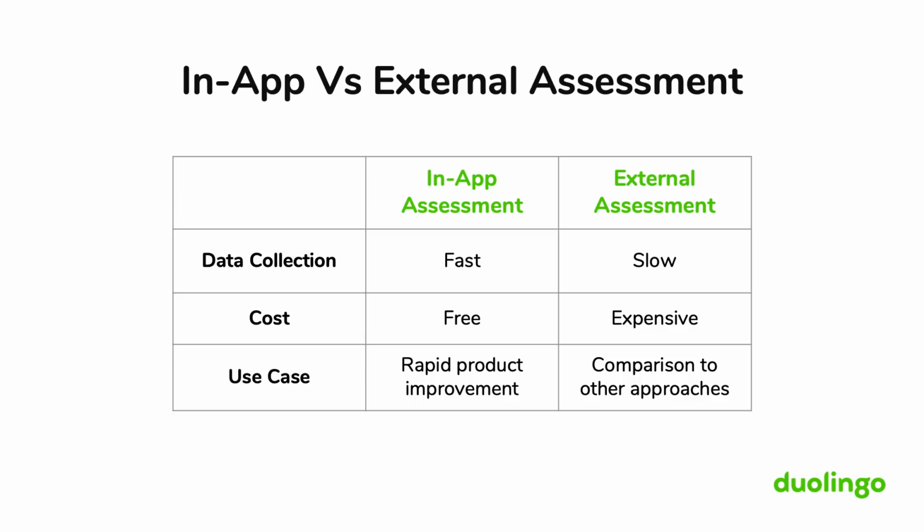So now we've talked about these 2 different approaches to assessment. In-app assessment, which is fast and free for us to do because we can just use the data that we're already collecting. And we tend to use in-app assessment for rapid product improvement, so finding ways that we can make the product and our content better. External assessment is slower. It's quite expensive because we tend to pay our participants, but it allows us to compare Duolingo to other approaches of learning a language.